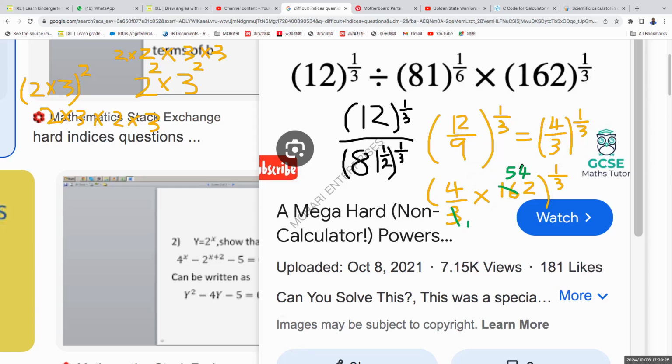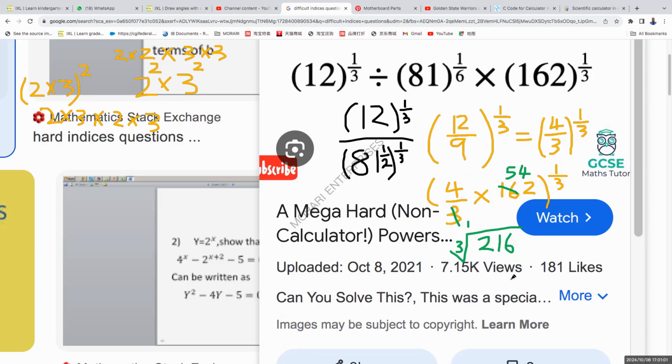Then 4 times 54 now, what's the answer? 4 times 54 is what? 216. So now you have 216 to the power a third. It just means 216, what root? To the power a third, is it not cube root? You keep forgetting. Cube root. So what number do we multiply 3 times to give us 216?